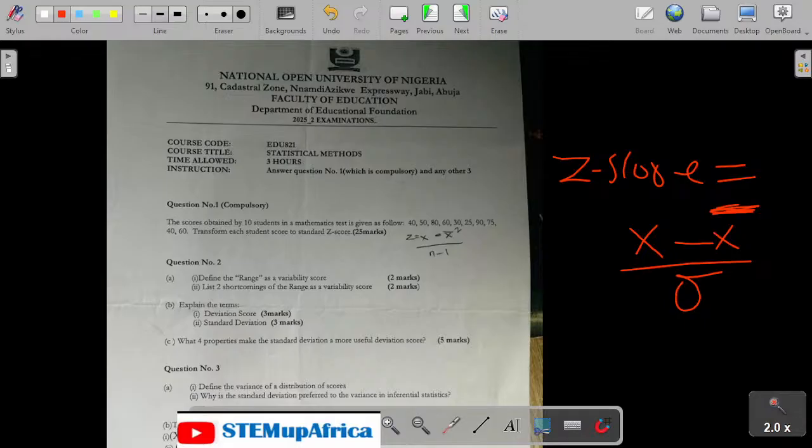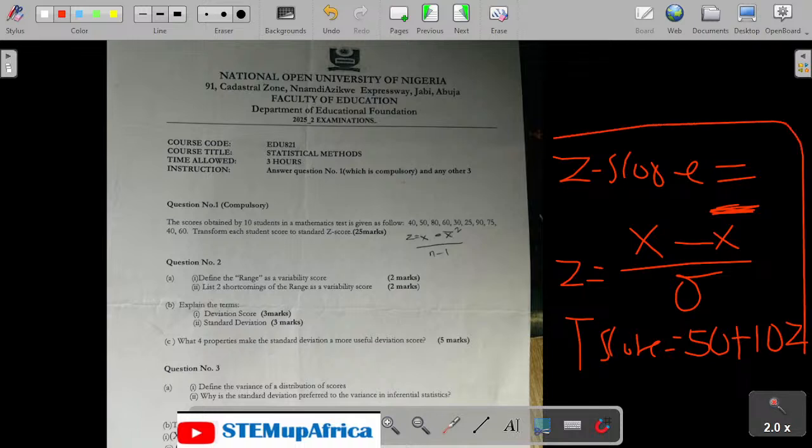Then sometimes they can also ask you to find the t-score. What is t-score? T-score is 50 plus 10z. This is the relationship. If they ask you to find t-score, you will need z-score. Without z-score, you cannot get t-score. So some questions will ask you to find the t-score. T-score is 50 plus 10z. Whatever you have as z, multiply by 10 and add 50 to it. So this is the mathematical relationship for t-score and z-score.